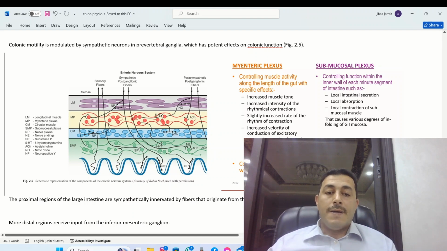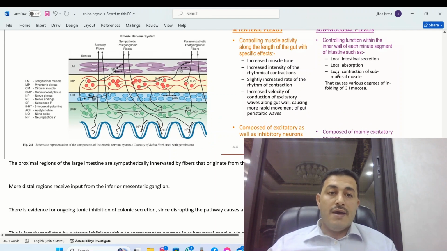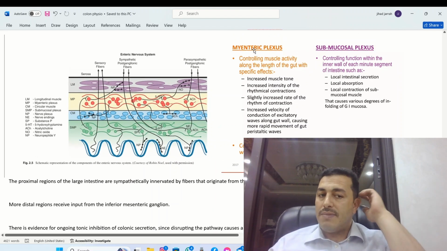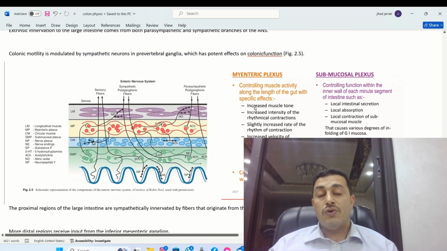Actually, one of the differences between the submucosal and the Auerbach plexus is that the submucosal plexus is composed of excitatory neurons, while the myenteric plexus is composed of excitatory and inhibitory neurons.